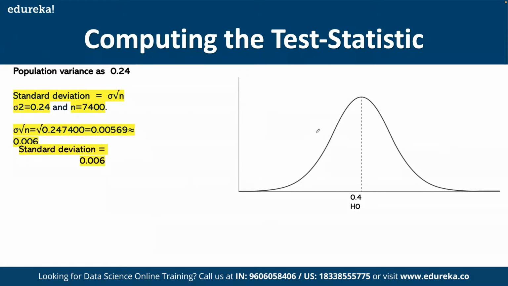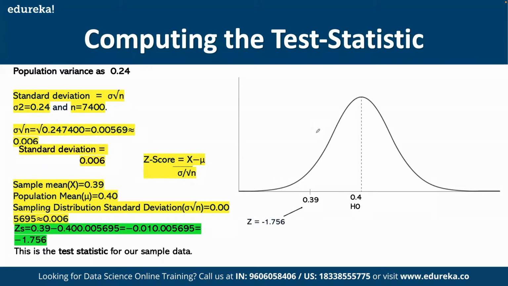So I'll calculate the population variance, and once I compute my population variance, I'll get the standard deviation. With these values, we'll get the respective Z-score. Z-score is given by X minus mu divided by the standard deviation of a sample. Once we have done this, we'll get the respective test statistic, in this scenario, the Z-score.